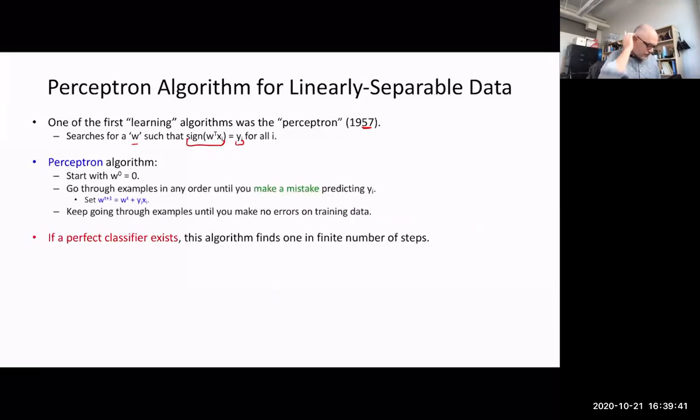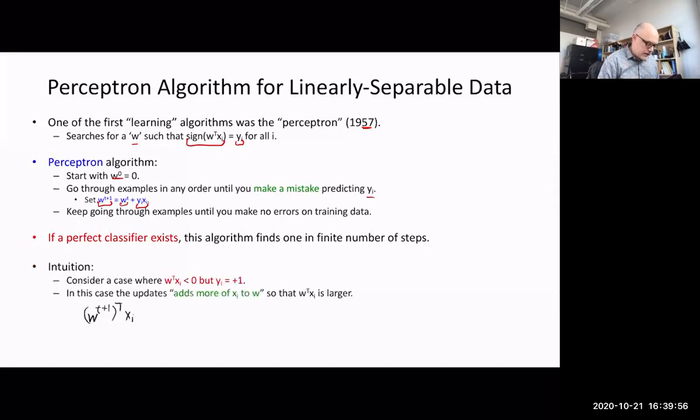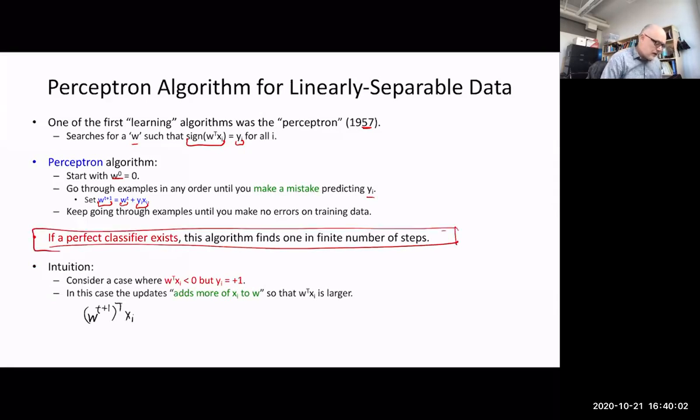So the Perceptron algorithm works like this. You start with a 0 weight vector, and you go through all the examples in any order until you make a mistake predicting y i. And when you do, you update your parameter vector by adding in y i times x i, okay? Keep going through examples until you make no errors on the training data. If a perfect classifier exists, and I'm just going to say this, we don't prove it, it's actually a little bit difficult to prove, the algorithm finds one in a finite number of steps.